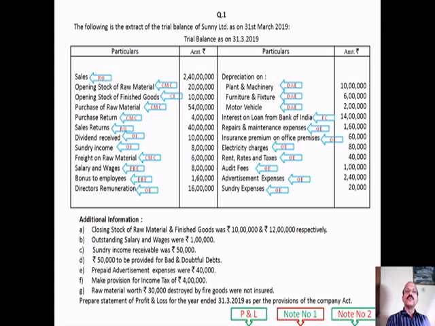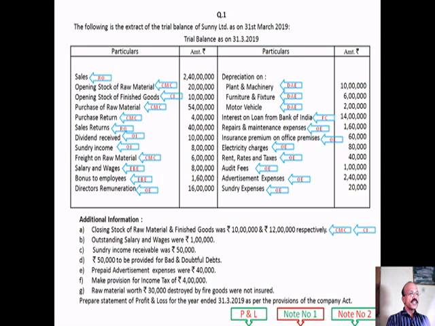Adjustment normally has two effects, but remember friends, we are solving only the profit and loss account. Hence you will have to give only one aspect. The first adjustment says that closing stock of raw material and finished goods was rupees 10 lakh and 12 lakh. It will be charged to cost of material consumed for raw material, and the closing stock of finished goods to change in inventory. That's what the two effects will be.